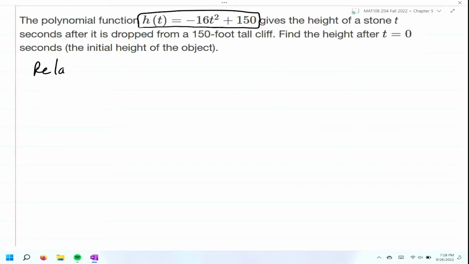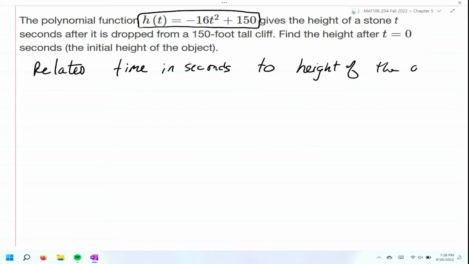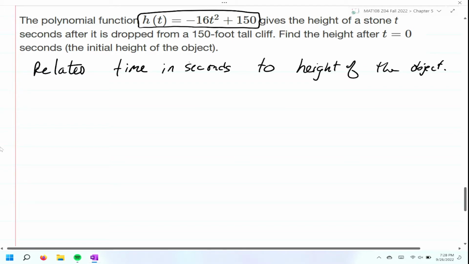Okay? So this polynomial function right here relates time in seconds to the height of the object. In other words, if you give me a time period, like a certain amount of seconds, I can tell you exactly where this stone is after it's dropped. Now, when we go to Desmos, I want you to see something real quick. So we'll go to Desmos.